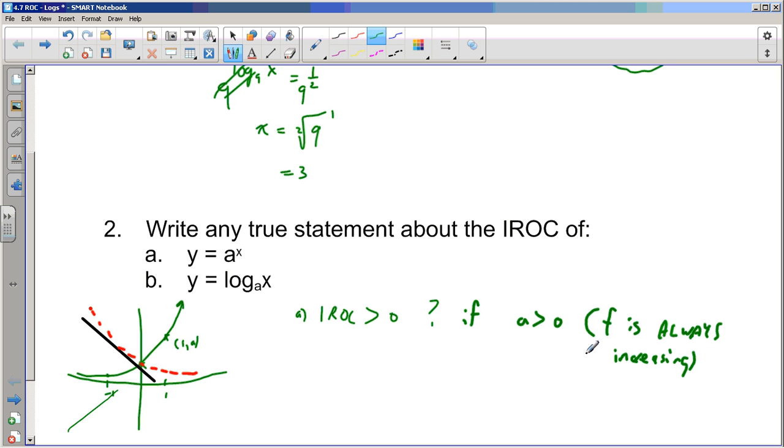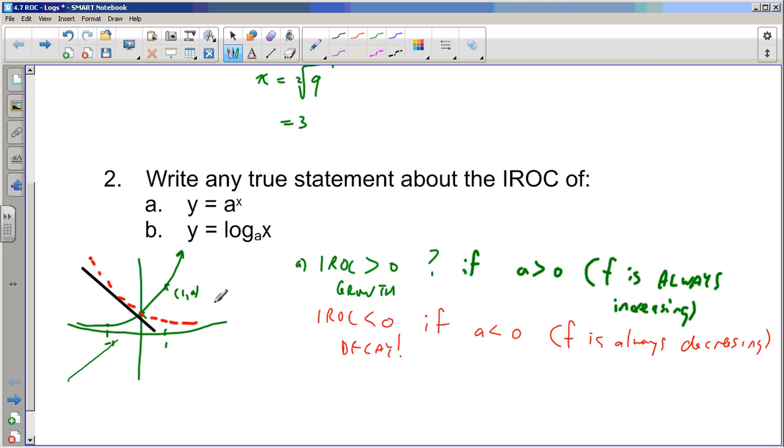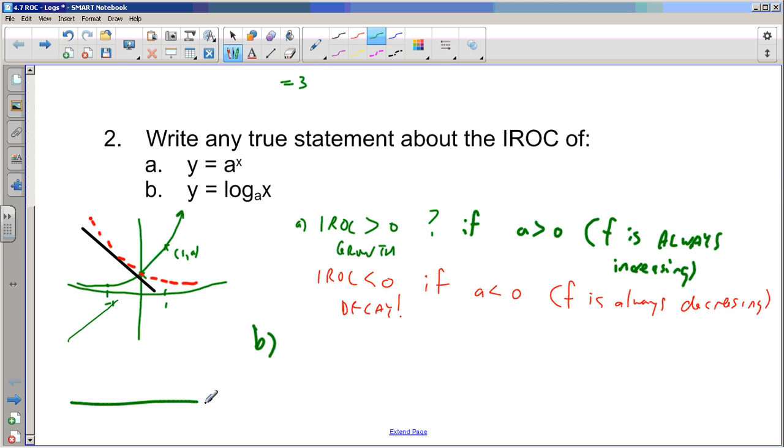Remember, positive IROC meant the graph was going up. But the IROC would be less than 0 if a is less than 1, and f would be always decreasing. This is for a decay function. This one is for a growth function. And this is really what we wanted to talk about: what happens for the log function. Well, the log function is quite similar.